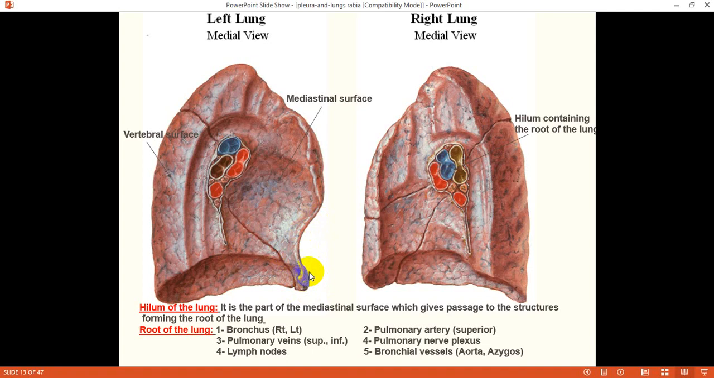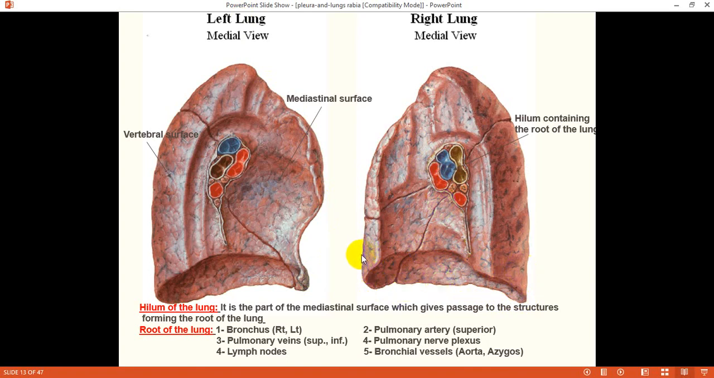This process is also taken as a rudimentary middle lobe in some books. And then the inferior border, which is surrounding all around the inferior surface or diaphragmatic surface, separates the diaphragmatic surface from mediastinal surfaces on the medial side and costal surfaces on the lateral side.